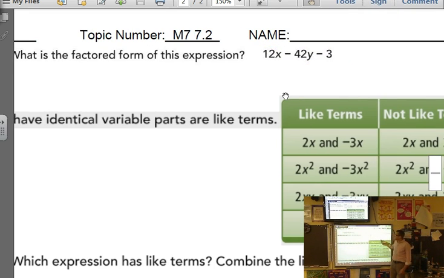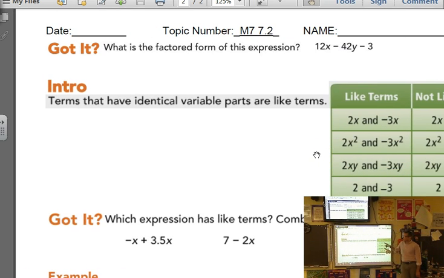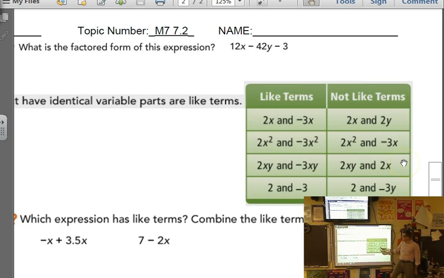So looking at this table, this is just showing us terms that have identical parts and terms that do not. So when we look here, we have x and x squared, xy, xy. When you have multiple variables attached together, they're kind of like their own new variable. So this xy is now your variable. Even though it's 2 variables, I can look at, do they have the same thing? They do. And then, no variable at all, constants, they're like terms.